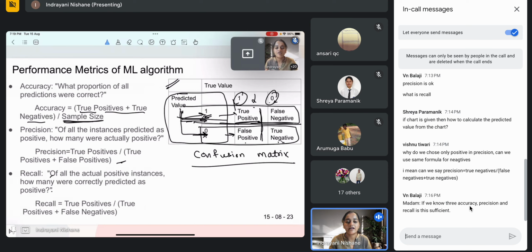But what if our data is not 50-50 in 0 and 1? Then this whole confusion matrix becomes imbalanced. In that case, only these three metrics will not give us the complete idea about the performance, right? So whenever we have an imbalanced data set, what does that mean?